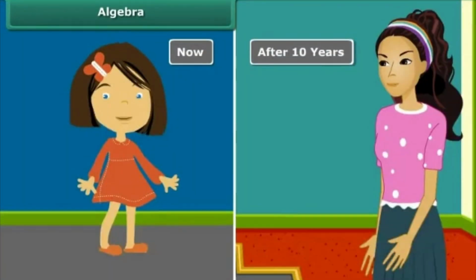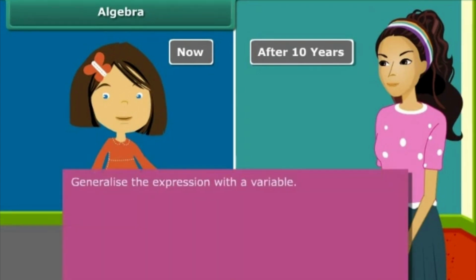Ria is 5 years old now. Express her age 10 years from now. Generalize the expression with a variable.